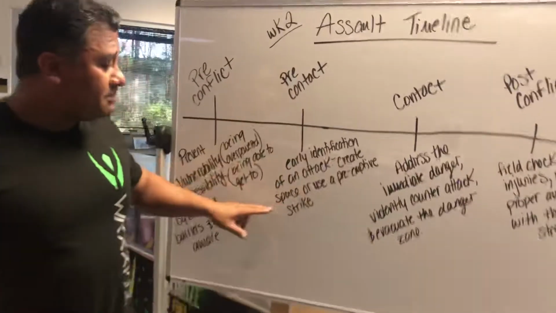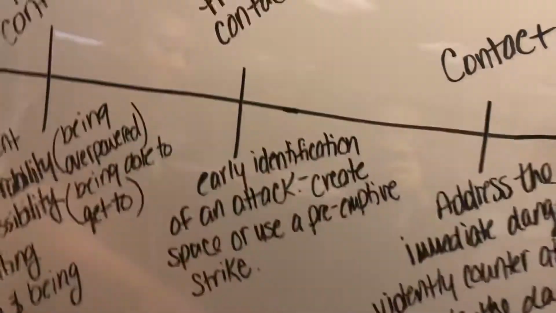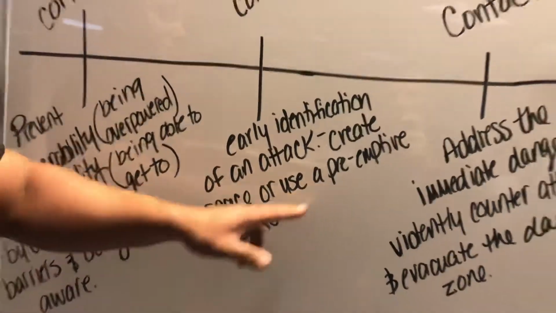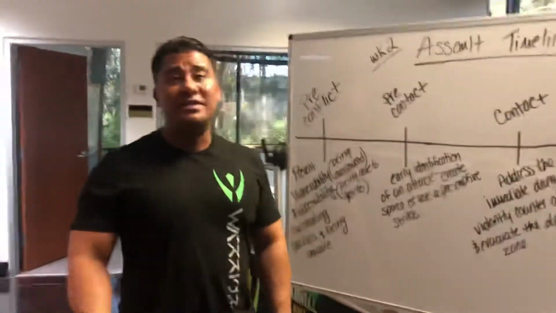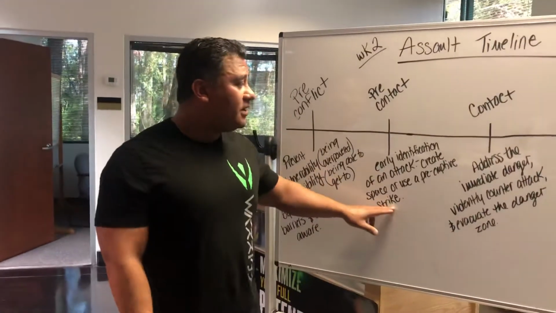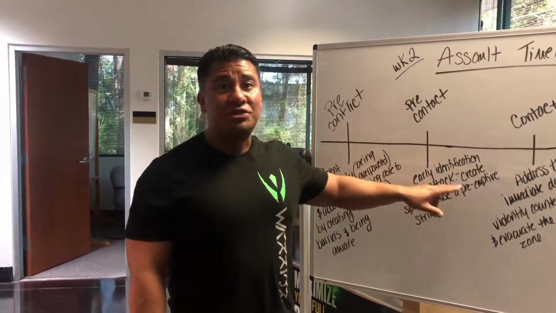If we cannot create space, then our second option is to use a preemptive response or preemptive strike, because action is faster than reaction. We're not going to wait to be attacked. We need to initiate some sort of movement. That way, again, we can get out of there and create space to go.